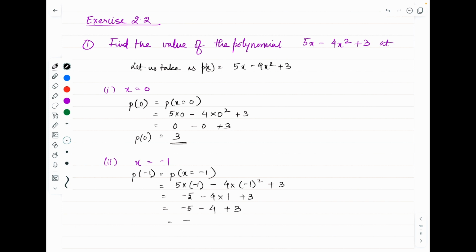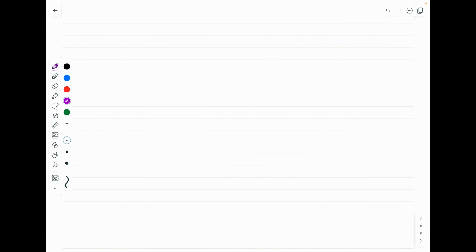This is minus 4 minus 5 minus 4 is minus 9 plus 3 is equals to minus 6. Okay, you are getting it? This is the third bit now. Third bit it is given x equals to 2. So you have to find the value of that equation.